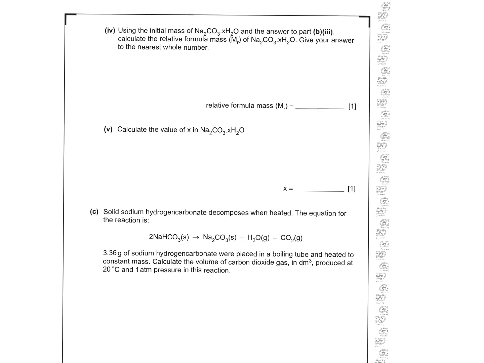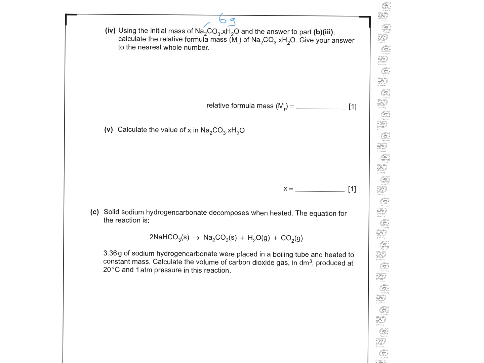Part 4, using the initial mass, well, that was 6 grams. And the answer to B, part 3, just write it in so that you remember what that was, 0.0484. Calculate the relative formula mass. Now for this, we're dividing the mass by the MR, or the RFM, as I just tend to use. This can be rearranged to give us RFM. It's going to be 6 divided by 0.0484. And that'll give an answer of 124.